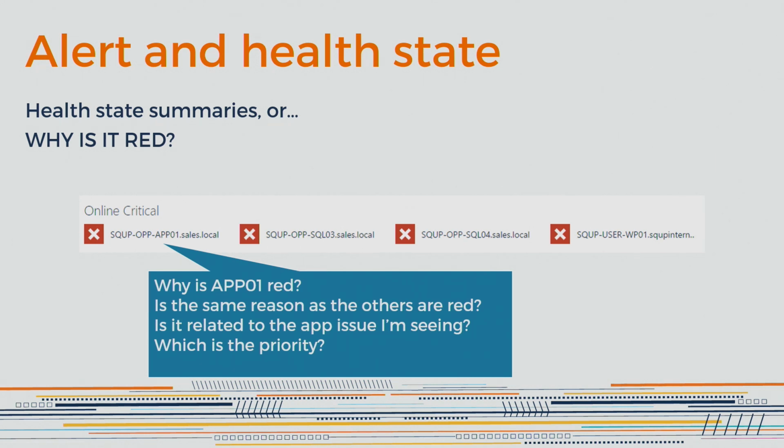I see this on my dashboard. Is it a false alarm? Is it a case of low importance issue, or do I really need to jump on this? And essentially, from a user experience point of view, do I have to click on each one of these to find out what the problem is? So those are the problems we're addressing with health state summaries.